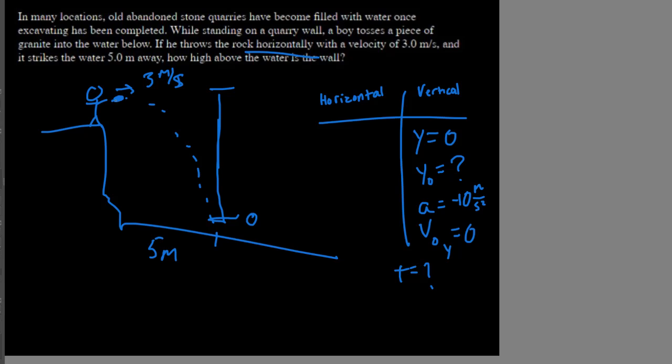If we say that the place this boy threw it from was called 0, that means it starts at 0. And we know that it ends up 5 meters away. It's not accelerating left or right, so the acceleration is 0 meters per second squared. There's no gravity pulling it left or right.